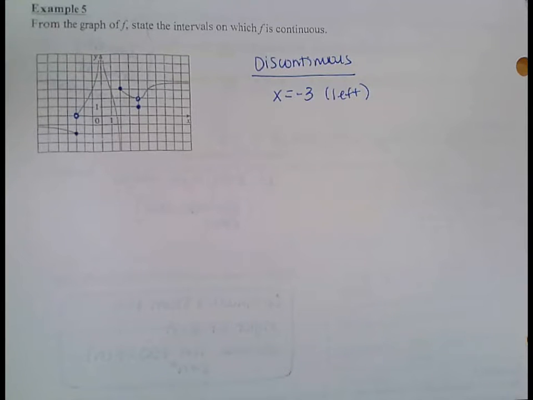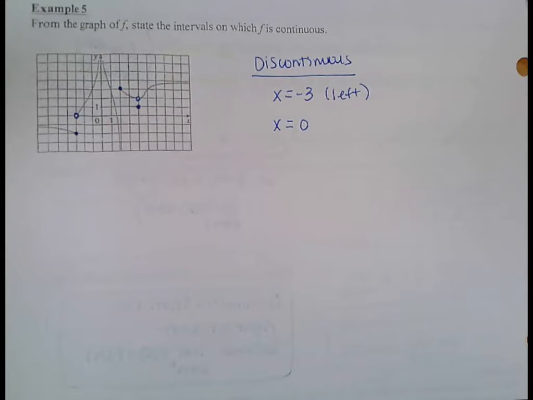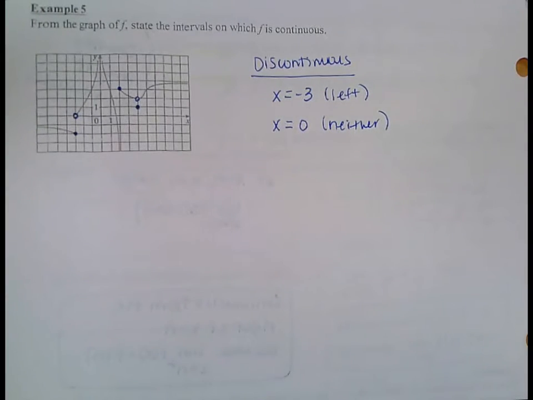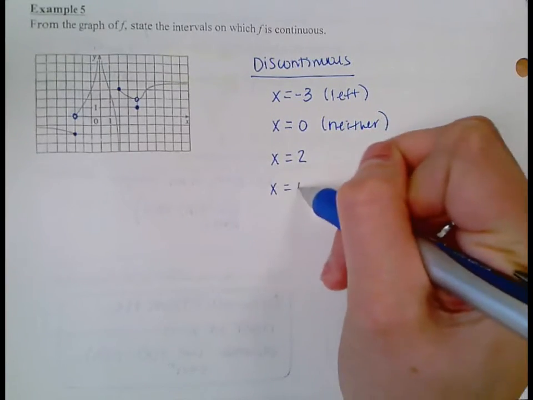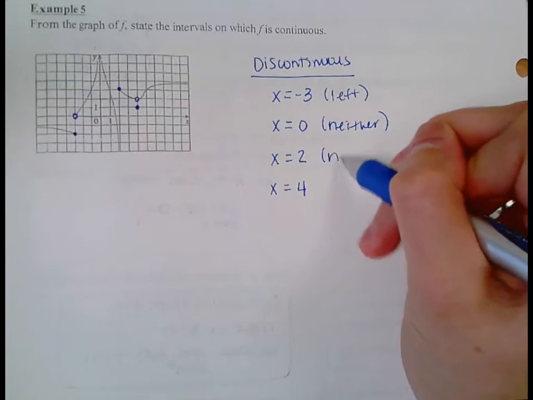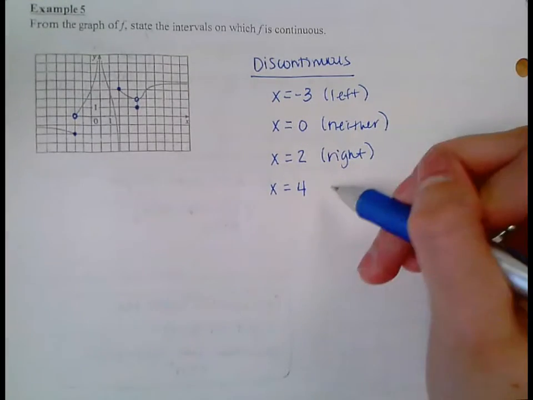Okay, and then another x value. It is discontinuous at 0. That would be an infinite discontinuity. Is it continuous from either side? No, so I'll put neither. And then another x value. 4 is one, 2 is another. So at 2, is it continuous from either side? From the right? How about at 4? Neither.